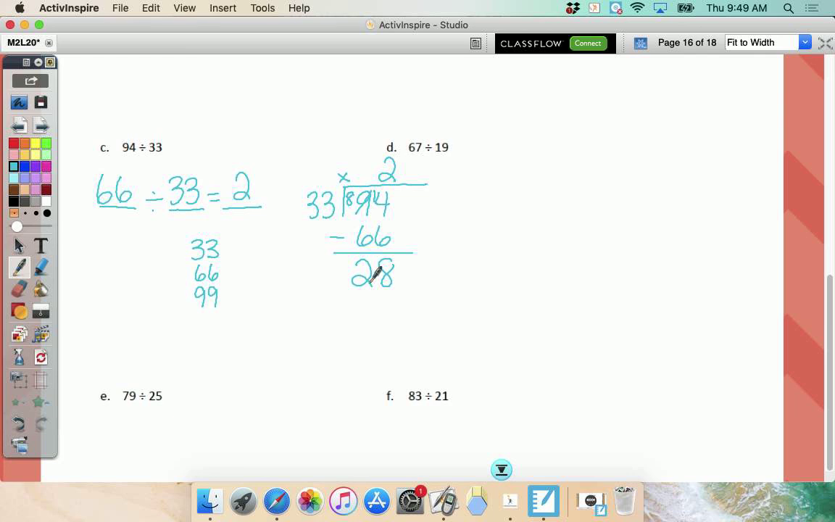After I subtract? Well, I have to check it first. What do I check? Is 28 less than 33? And it is. Okay. What do I need to highlight, Jaden? 28, 33, and 2. Good. Okay, check your problem. I want to do one more.